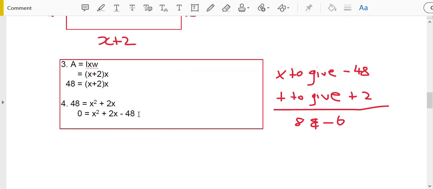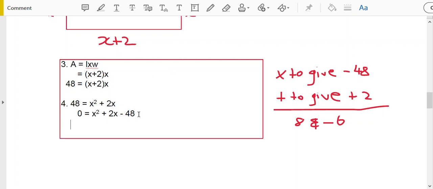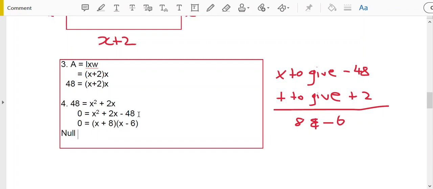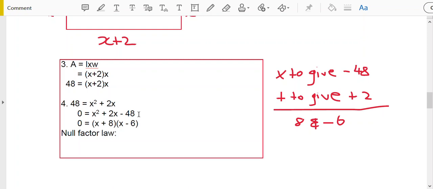So coming back to the quadratic, I can now factorize. 0 equals, now I factorize the quadratic, x plus 8 in one bracket, x minus 6 in the other bracket. Now I use the null factor law, which tells me that if 2 things are getting multiplied and the answer is a 0, one or both of those things must be 0.